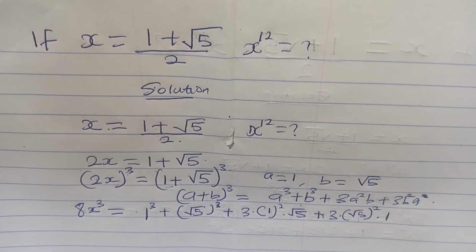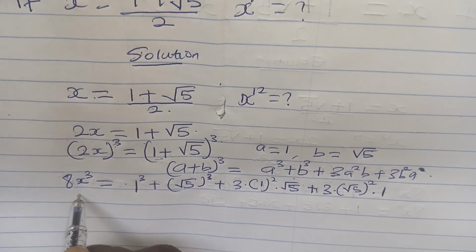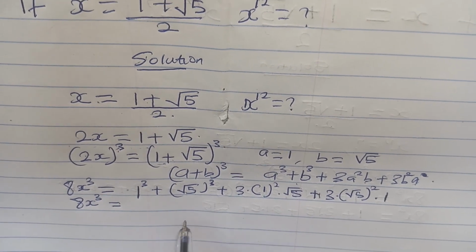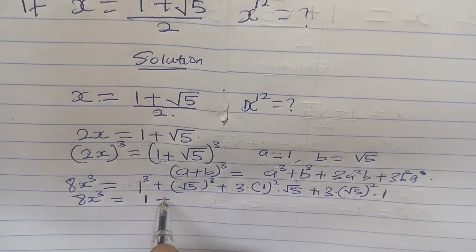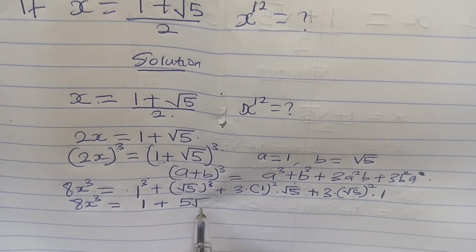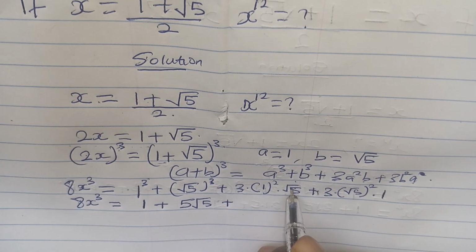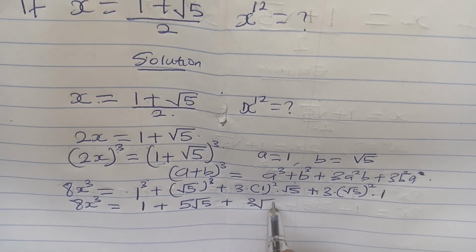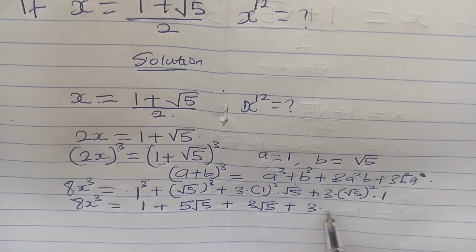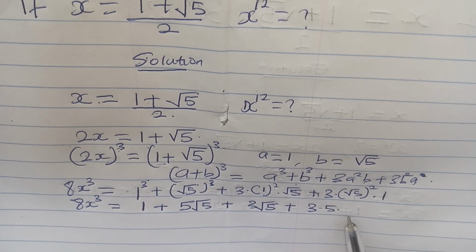Having done this, what are we simply going to do? So we're having 8x to the power of 3 equals, we take this, it remains 1 plus (root of 5) to the power of 3, which is going to give us 5 root 5, plus this is going to give us 3 root 5, plus we take this, it becomes 3 times the square of root 5, which is going to give us 5 times 1.